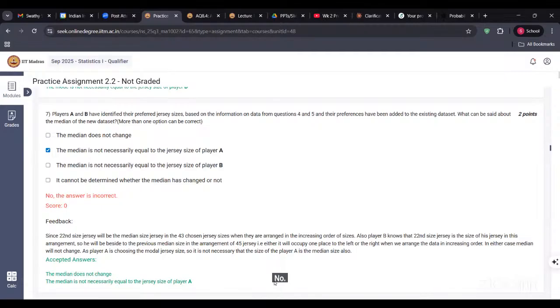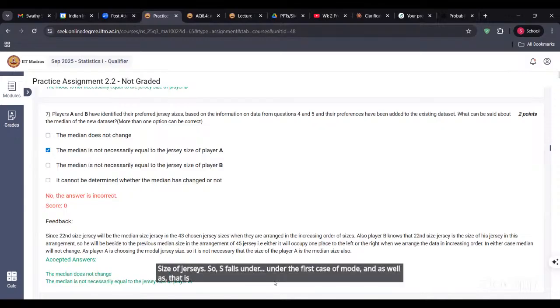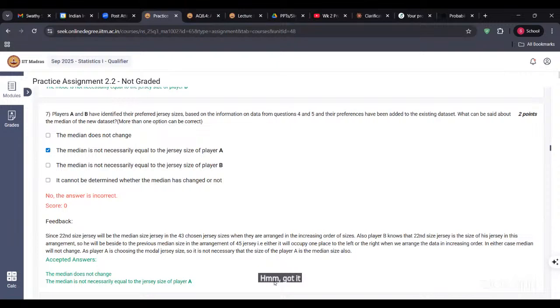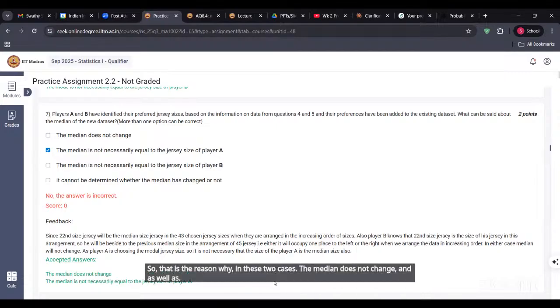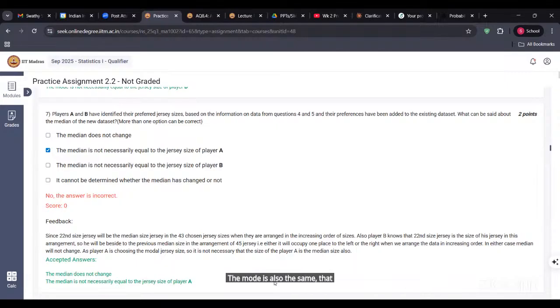And the situation is like that. In our random choosing, we have considered S as our repeated size, and we have taken S as the maximum number of jerseys. So S falls under the first case of mode, and that is also the median. It has happened, correct. So that is the reason why in these two cases the median does not change, and the mode is also the same. That is the jersey the player has chosen. Correct. Got the point? Yes, ma'am. Ma'am, can you please repeat it again?